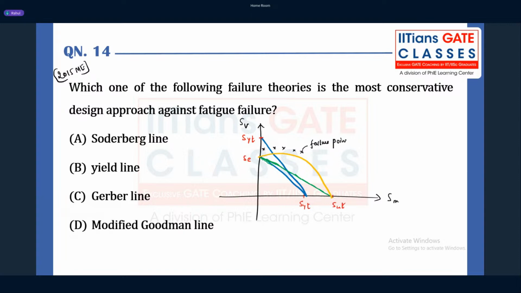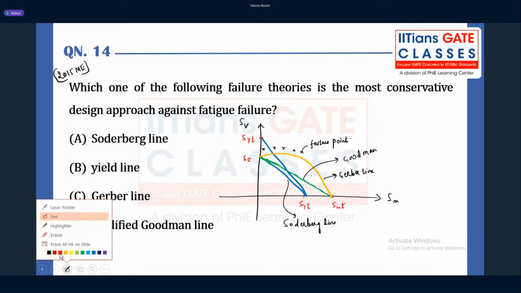After designing, suppose you are getting the variable stress and the mean stress outside this yellow color. Out of all the failure theories, which is the farthest away from the failure points? This line, the Soderberg line. This is what we have as the Gerber line. And this green color, what you're observing, is nothing but the Goodman line.